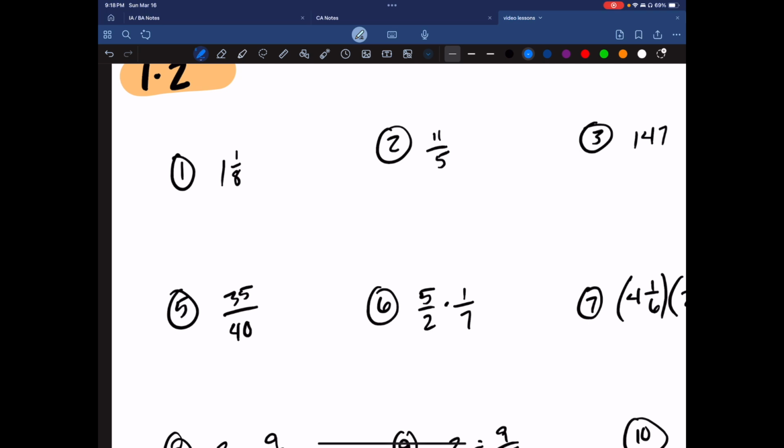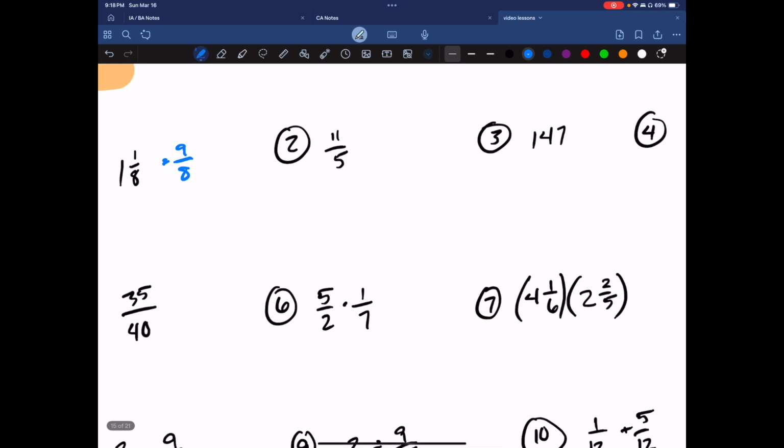How you do that is you simply take the denominator, the bottom of the fraction, which is 8, and you multiply it by the big number, in this case 1. So 8 times 1, and you add the numerator. 8 times 1 is 8, plus 1 is 9. So this is going to be 9 over 8, and that's how you convert a mixed number into an improper fraction. And you can go the other way too.